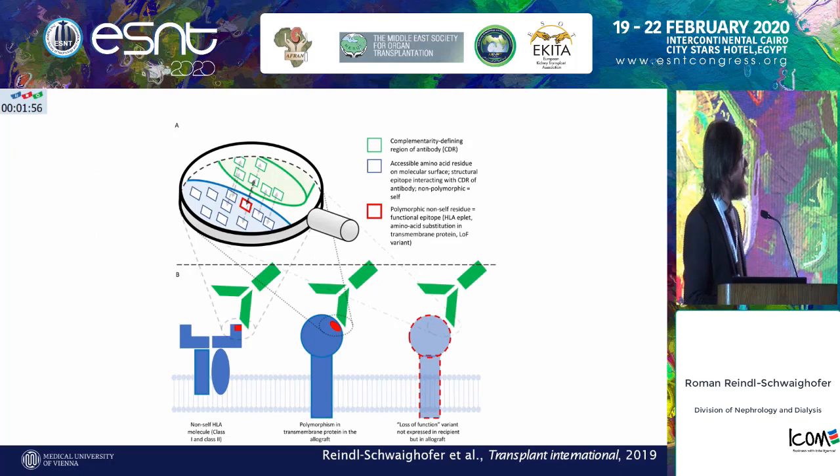So this is the summary slide that includes this epitope concept in HLA and now transforms it to polymorphic residues on transmembrane proteins, and potentially includes also these loss of function variants that introduce a various number of epitopes that are mismatched or that are not present in the recipient and therefore are a potential driver for an alloimmune response.